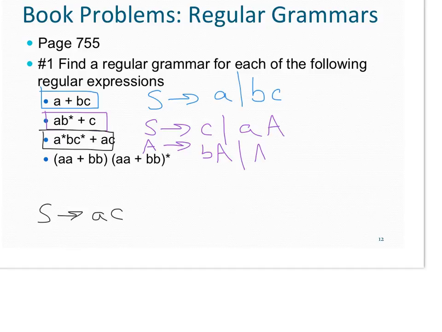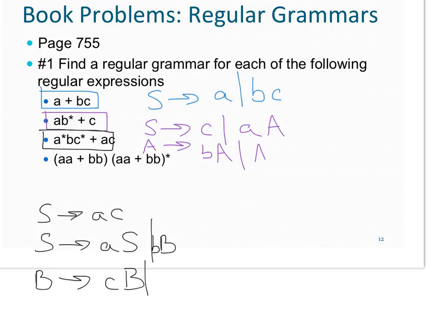And now I need to do the rule for A star BC, so S goes to AS or B. And in fact, I could write S goes to AS or little b, big B if I'm feeling lazy, right? And then big B goes to C, big B, or lambda. I think that does that one.